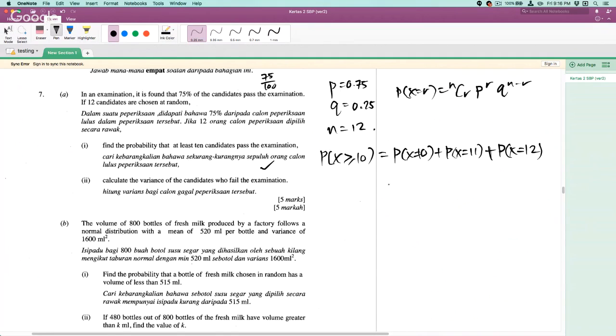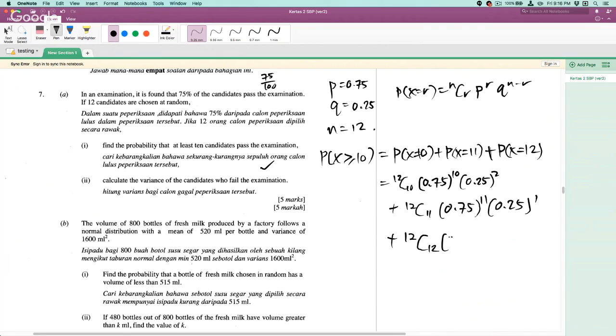So I just substitute whatever I have here. The first one is 12C10, then P is 0.75 to the power of 10, and 0.25 to the power of 2. Plus the next one will be 12C11, 0.75 to the power of 11, 0.25 to the power of 1, plus 12C12, 0.75 to the power of 12, and 0.25 to the power of 0. Then you just use the calculator to solve this. You should be able to get a very accurate answer.